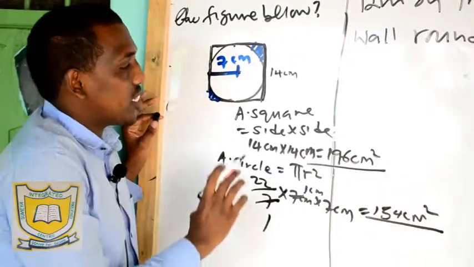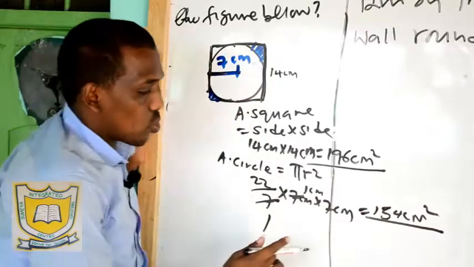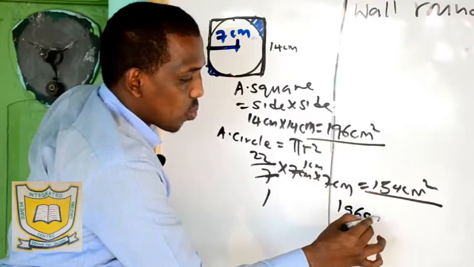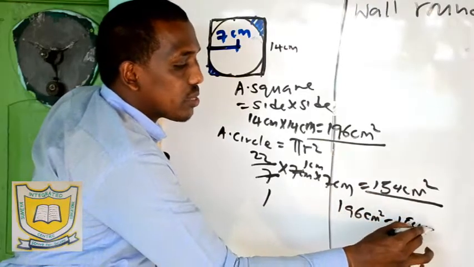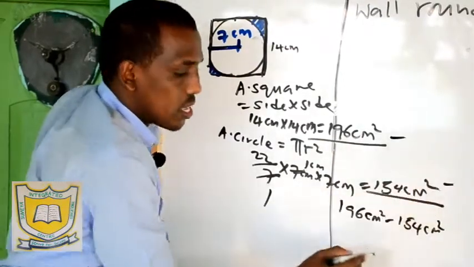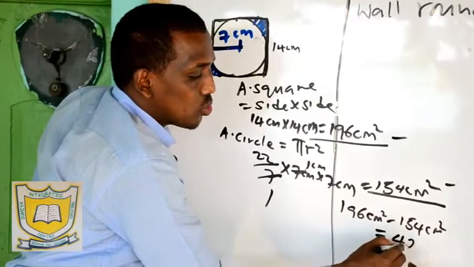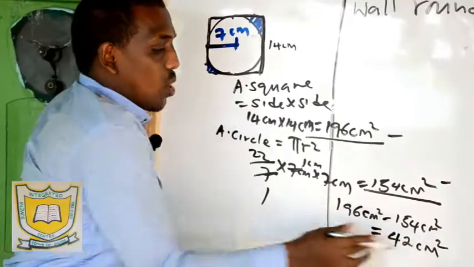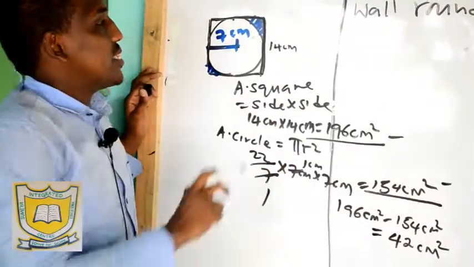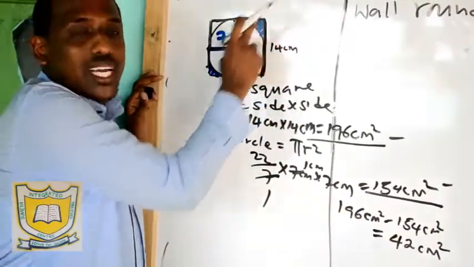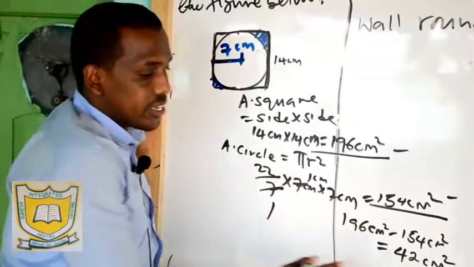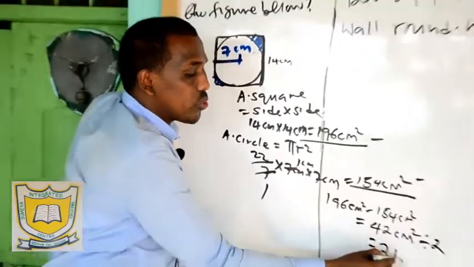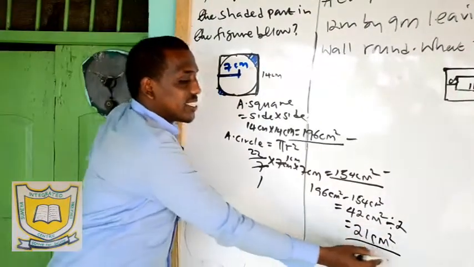Now what do we do to get the shaded part? We remove the inside one. So we say 196 centimeter squared minus 154 centimeter squared, the two areas, which is equal to 42 centimeter squared. This is not the answer. They said the shaded parts. Now there are 2 parts which are shaded. So since the 2 parts are shaded, you divide by 2, which is equal to 21 centimeter squared. That is the shaded area.